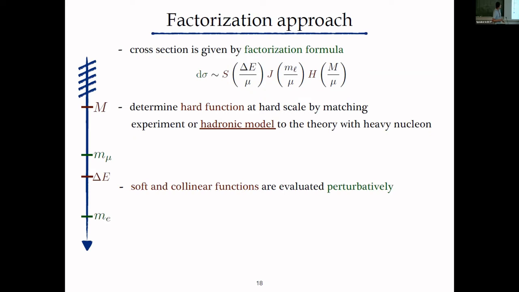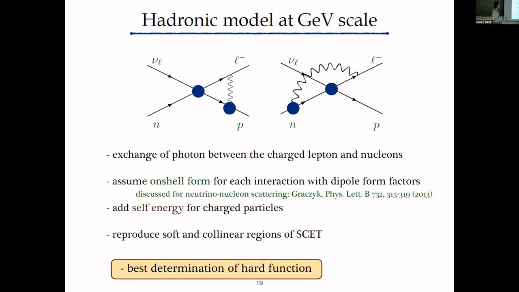And then for the hard function, unfortunately, we have to rely on some modeling because the GeV scale is not perturbative QCD. Also, chiral perturbation theory doesn't work at such high energies. And we try to use as much as possible expertise from the electron-proton and muon-proton scattering community. And to do this calculation, we consider these virtual diagrams as a starting point, where the lepton is connected to the proton, and the lepton, of course, can also exchange a photon with the neutron.